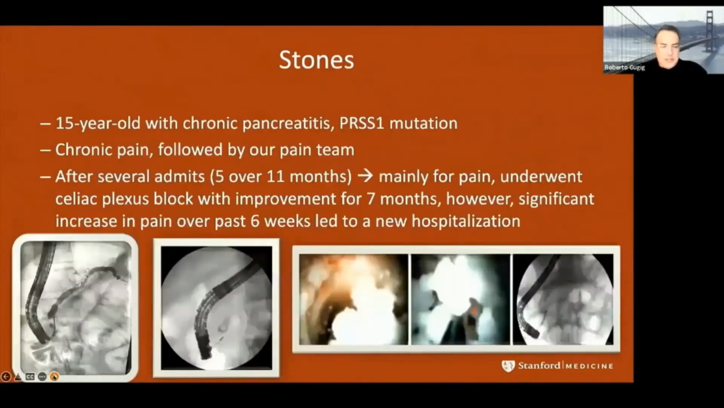So let's talk about stones. This is another patient of ours, a 15-year-old with chronic pancreatitis, PRSS1 mutation, followed by the pain team. He had like 5 admissions over 11 months, mainly for pain. Because of that, he underwent a celiac plexus block with improvement over 7 months. However, his pain then increased over the past 6 weeks and when hospitalized, he was found to have, as you see here in the bottom, a pancreatic duct stone that was quite large.